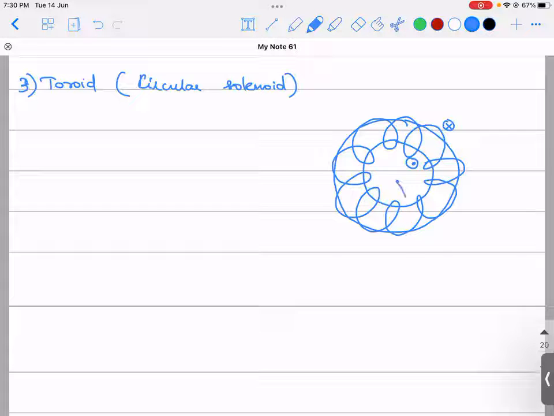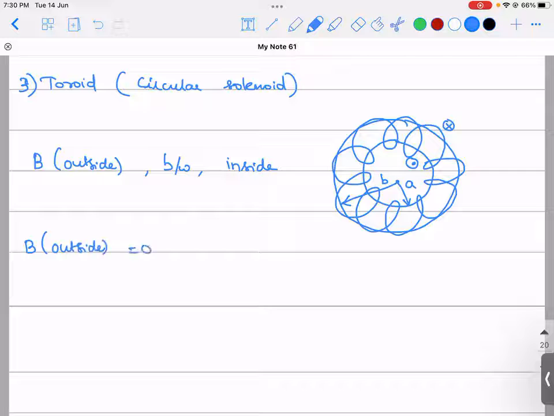So this has, let's say, a radius A, and this has a radius B, and the inner radius, let us call it R. So the thickness is going to be very, very small because it's a long solenoid generally bent in the form of a circle. So what happens here is we will calculate the magnetic field outside, between, and inside. So magnetic field, if you take it outside, it is 0 again. Same logic, because you're taking that long solenoid and bending it.